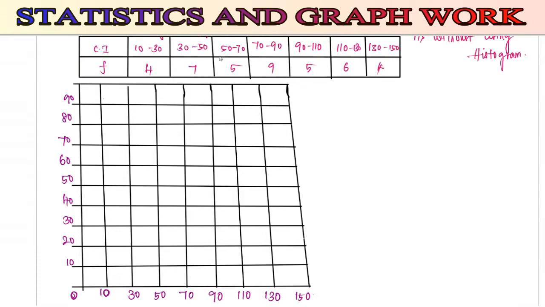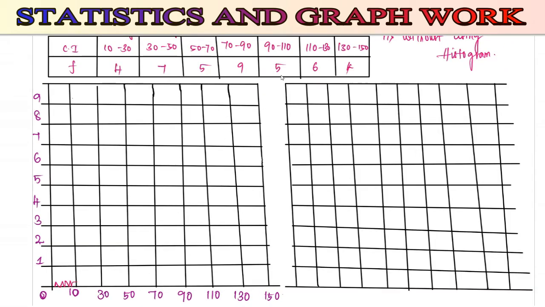The first step, we have to mark the midpoint of the top of each rectangle of the histogram. Now the first class interval is 0 to 10. It is not continuous, so you have to put a zigzag for the first one. The first question we are going to draw using the histogram. Okay, 10 to 30, the value will be 4. I have to write here.